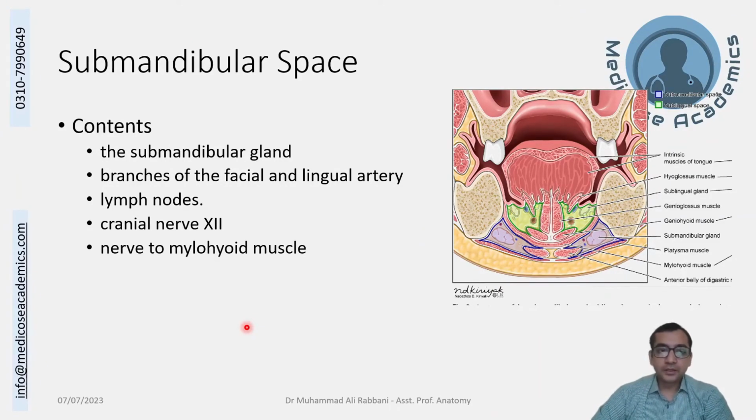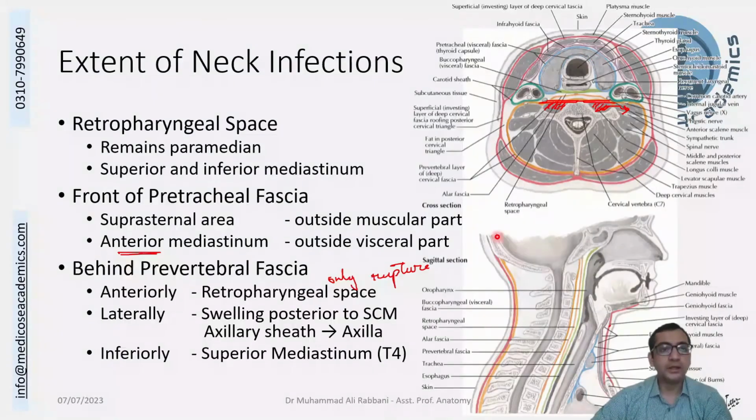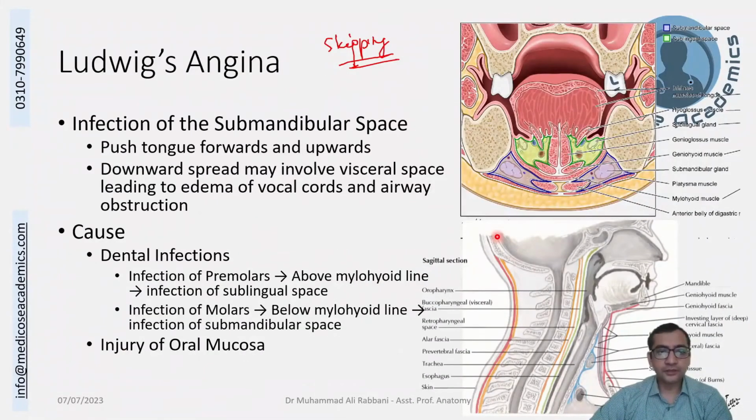The submandibular space contains the submandibular gland itself, the lymphatics and nodes by the same name. There is the facial artery, facial nerve, part of the lingual artery, and a little bit of the hypoglossal nerve passes through it, and that's it. So that's about the different infections. I'm not going into much detail of the sublingual space. It is present above the mylohyoid muscle and below the mucosa of the tongue. Just keep this point in mind, and we will discuss it when we discuss the oral cavity.